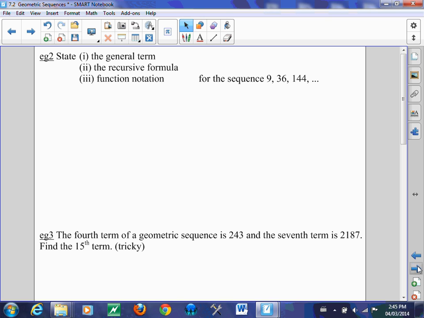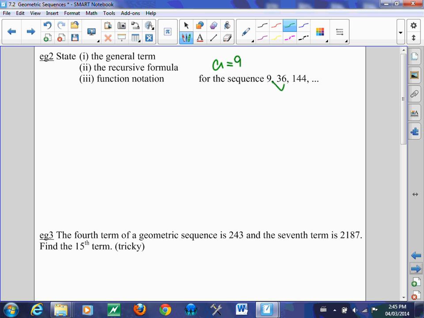Example 2. State the general term, the recursive formula, and function notation for the following sequence. Okay, so we're given 3 values, 9, 36, and 144. What information do we know already? Well, hopefully you realize that a equals 9.